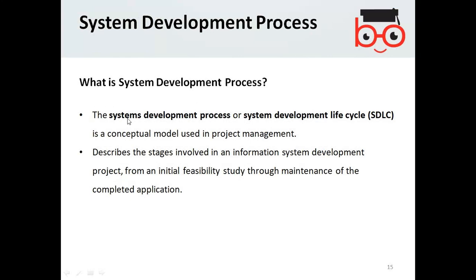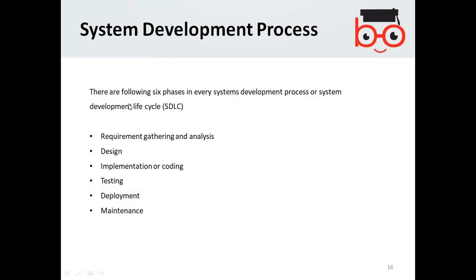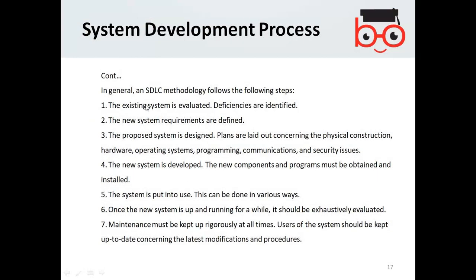Now we come to the system development process. The system development process itself is a conceptual model used in project management that describes the stages involved in an information system development project, from initial feasibility study through maintenance of the completed application. Normally there are 6 phases in every system development process: requirement gathering, designing, implementing or coding, testing, deployment, and maintenance. Let us look at these steps in general.